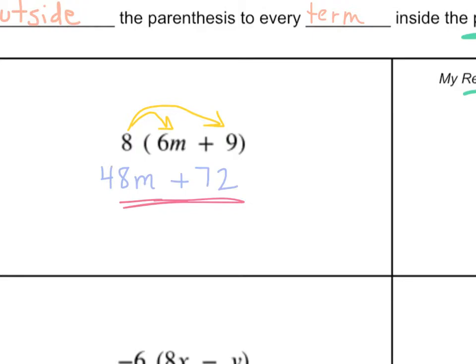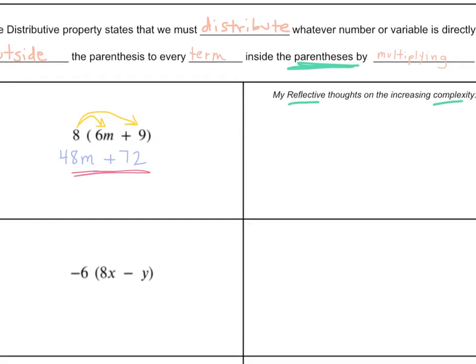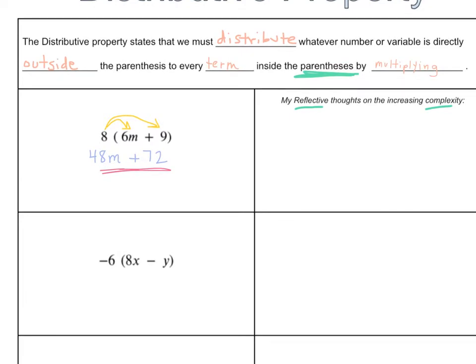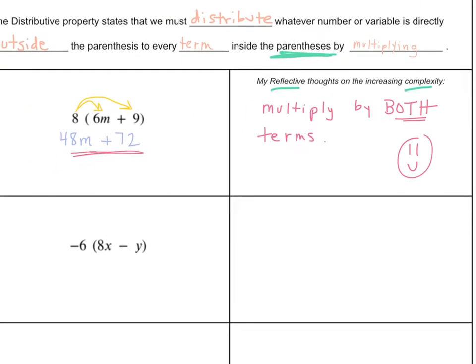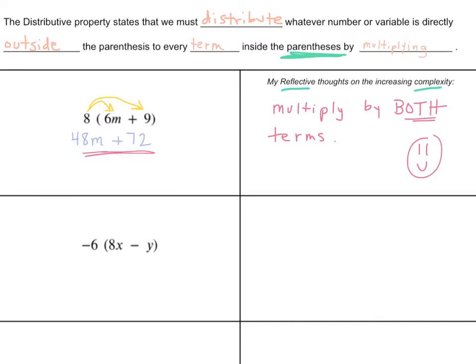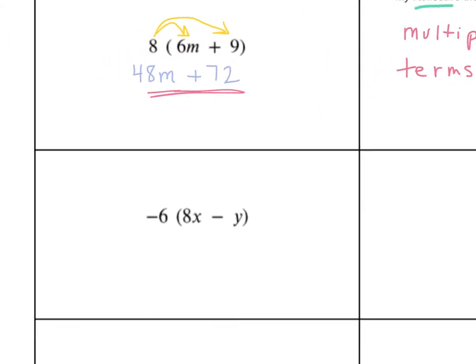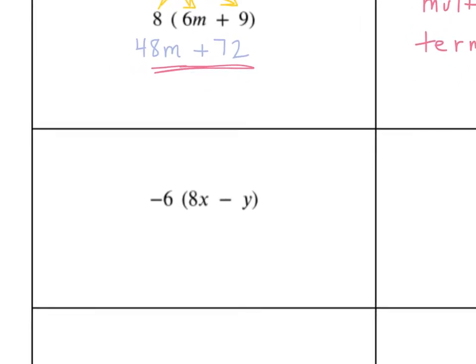So moving over to our reflective column, what are your thoughts? Not so bad, right? We're going to multiply and make sure we know that they're not like terms once we've multiplied. Okay, so I just made a note that we're multiplying by both terms inside the parentheses, and my little smiley face because this one was pretty easy so far. So far, so good. Okay, let's go on to the next one and we'll see how this is getting increasingly more difficult.